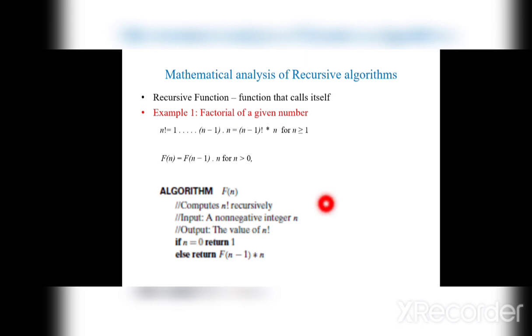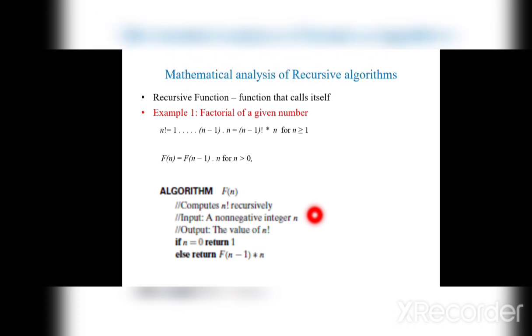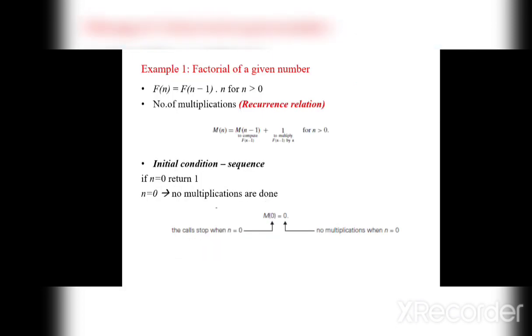The algorithm for factorial computation is given by F(n), where we compute n factorial recursively. Here the input must be a non-negative integer, represented by n. The output is the value of n factorial. If n is equal to 0, we return 1, that is, the factorial of 0 is 1, else we return F(n-1) * n. So here the recursion comes. The recursion in this problem is F(n-1) * n.